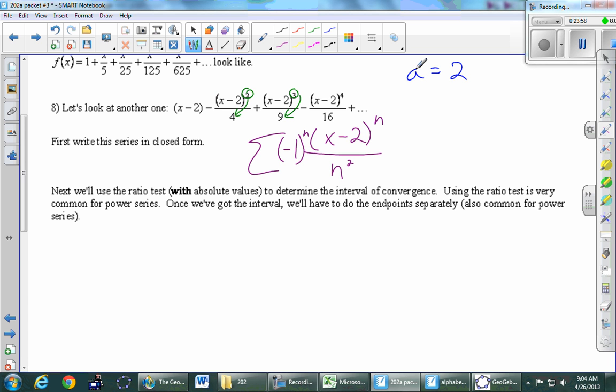X not equal to 2. Where do you see a condition like that? 0 upstairs is okay. 0 downstairs would be bad. Yeah, 0 upstairs is all right.